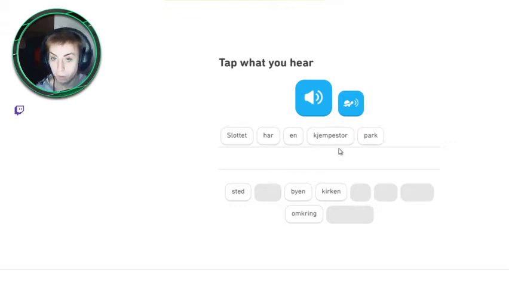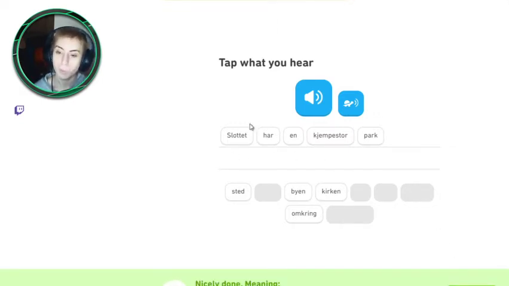So we know kjempe is added to another adjective, stor, big, so very big park. The castle has a very big park. Yep, or a huge park.